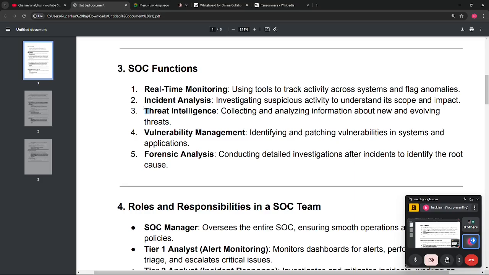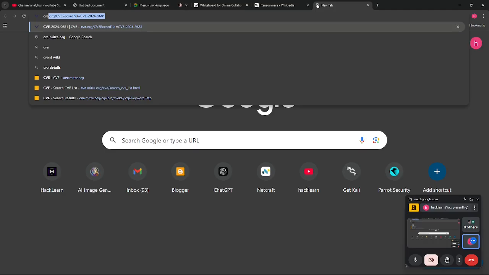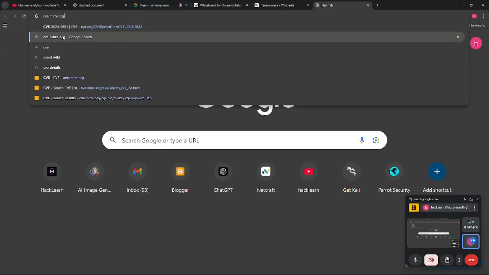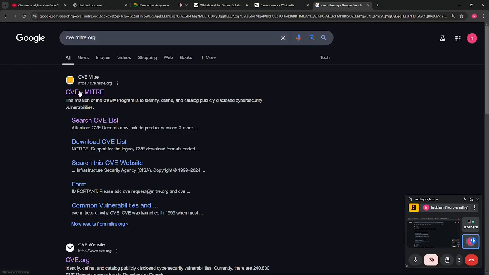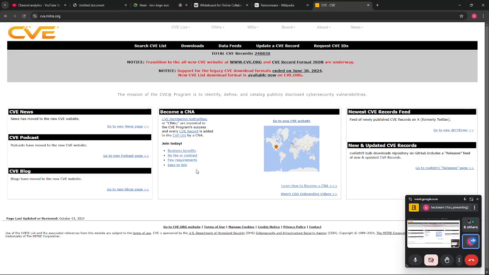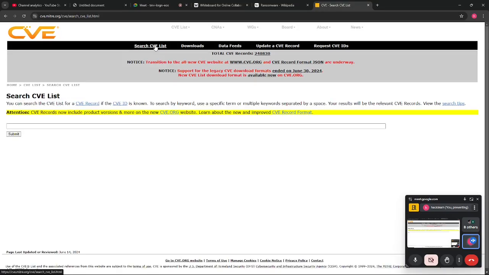And threat intelligence includes all the data from sources such as threat feeds, dark web monitoring, and external cybersecurity reports. Sometimes you even have to visit CVE reports. For CVE reports you need to go to the CVE MITRE organization, and every day you need to be very active on this site, the CVE list.